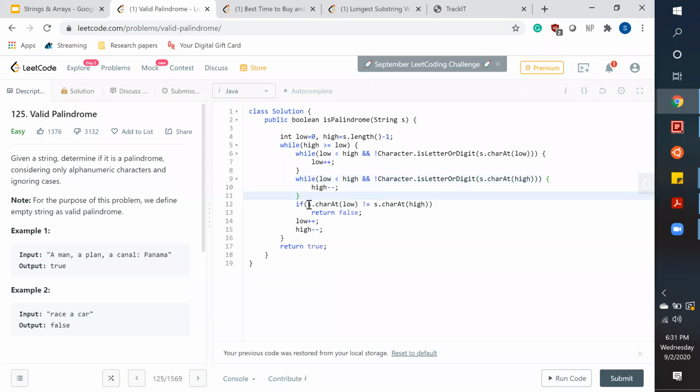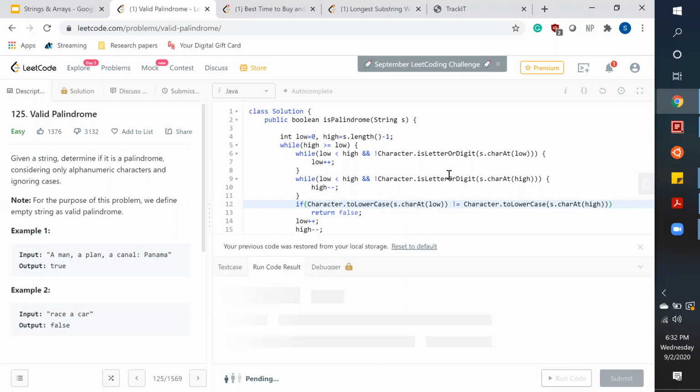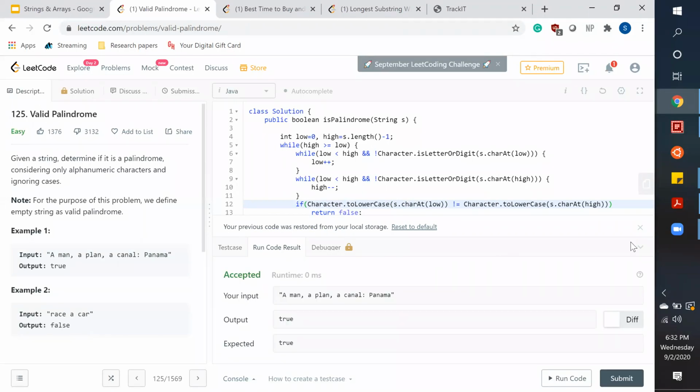12. Exactly. So I guess how do you want to deal with that problem? How would you resolve this issue? Lowercase each character. Okay, that sounds good to me. So again, I'm not entirely sure if I'm getting this API call right. I think it's character.toLowerCase. But yeah, the compiler will tell us. And okay, this looks good.